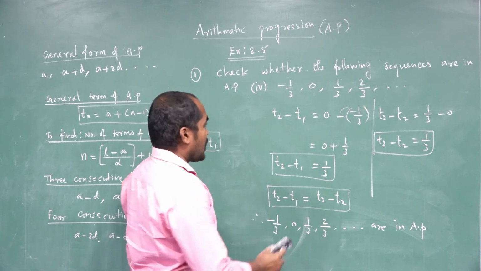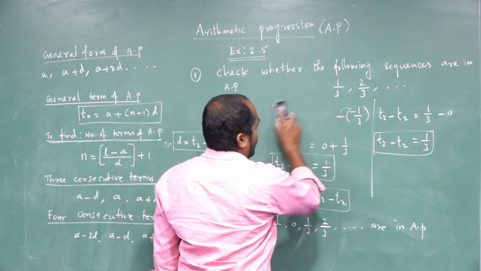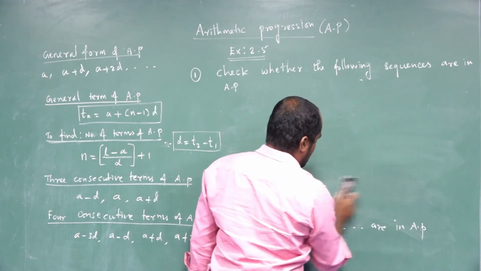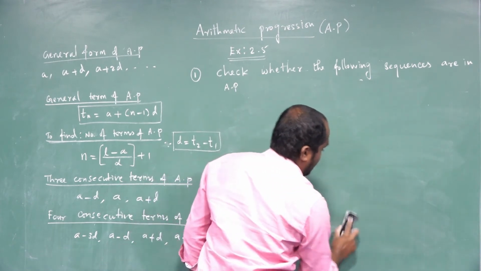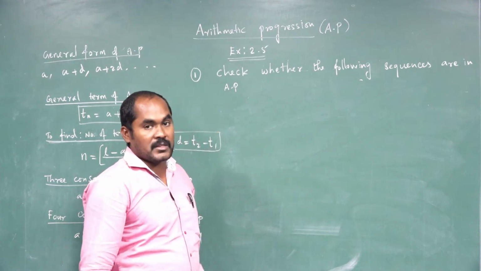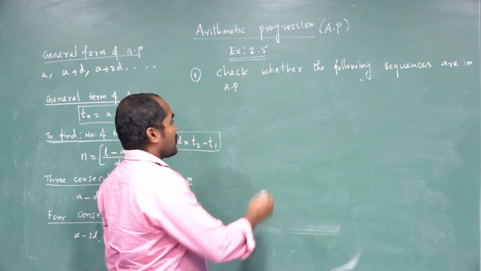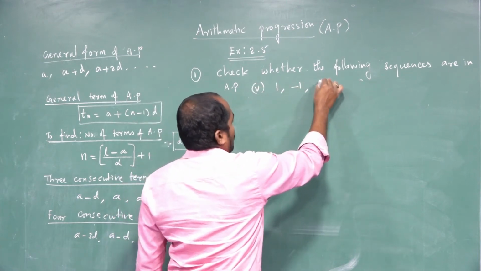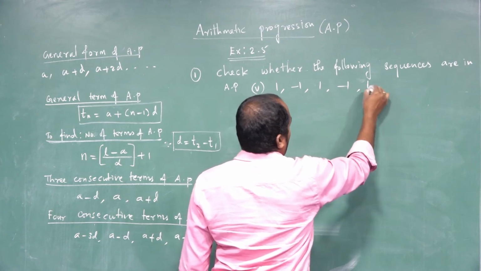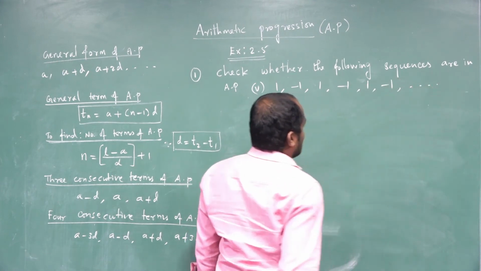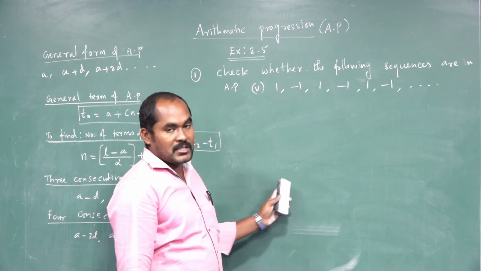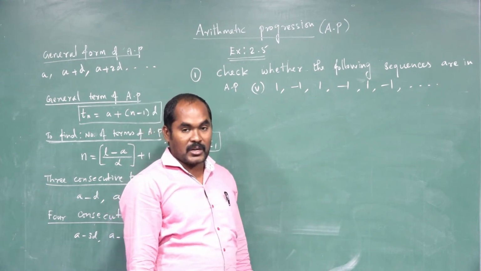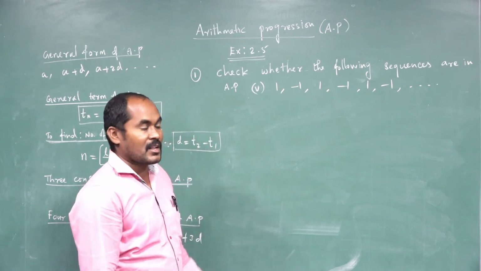Next, our last question. Check whether the following sequence is in AP. So the last and final one is the fifth: 1, minus 1, 1, minus 1, 1, minus 1 is our given sequence. So we want to check whether the given sequence is an arithmetic progression or not.